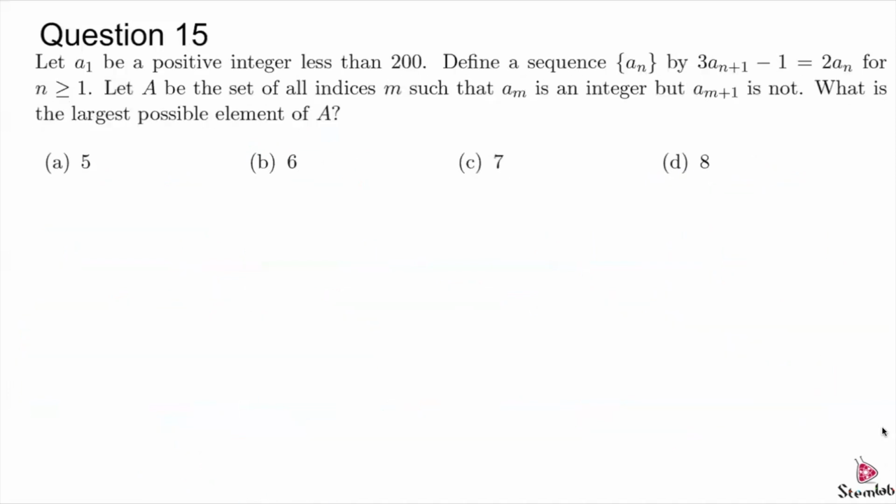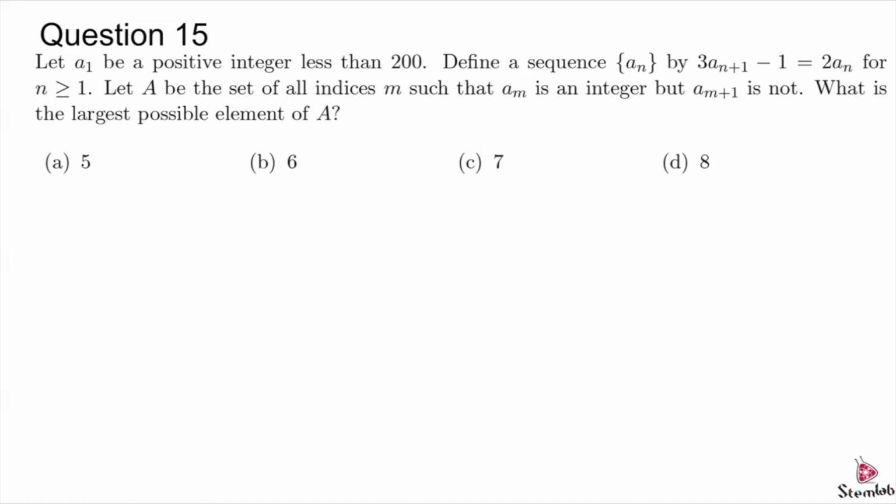Question 15 asks, let a sub 1 be a positive integer less than 200. Define a sequence a sub n by 3 times a sub n plus 1 minus 1 is equal to 2 a sub n for n greater than 1. Let A be the set of all indices m such that a sub m is an integer, but a sub m plus 1 is not. What is the largest possible element of A?